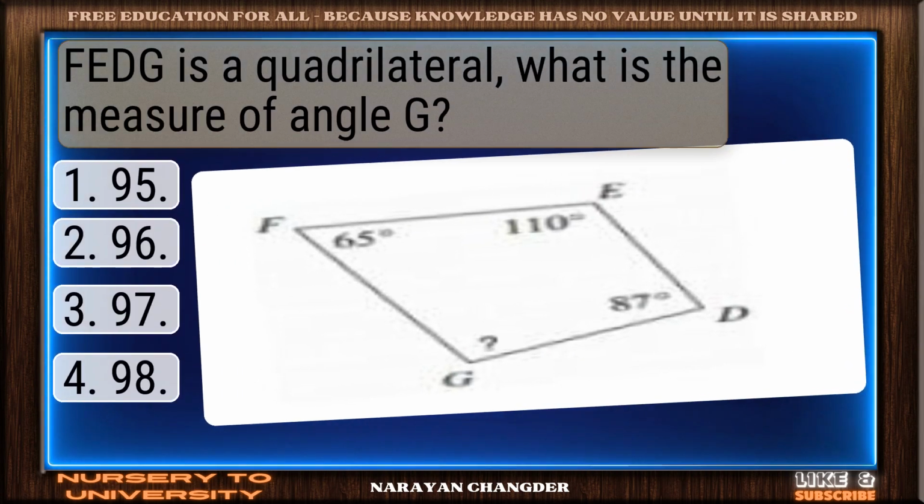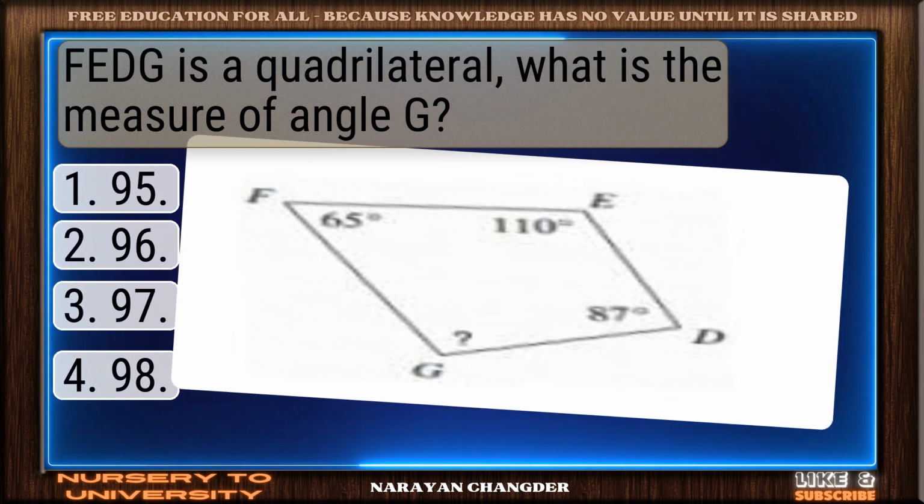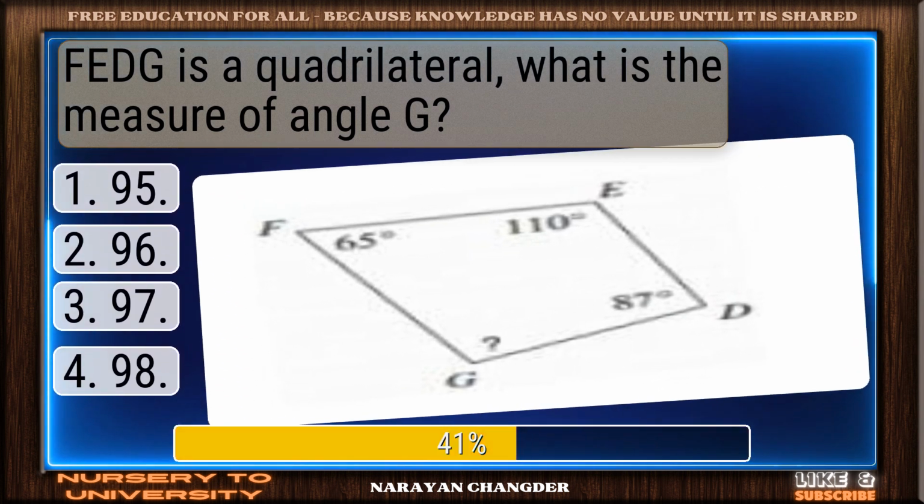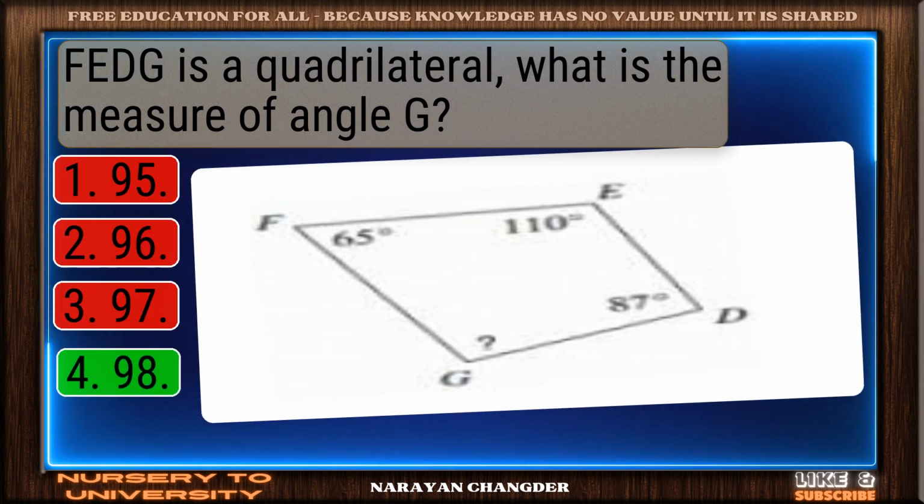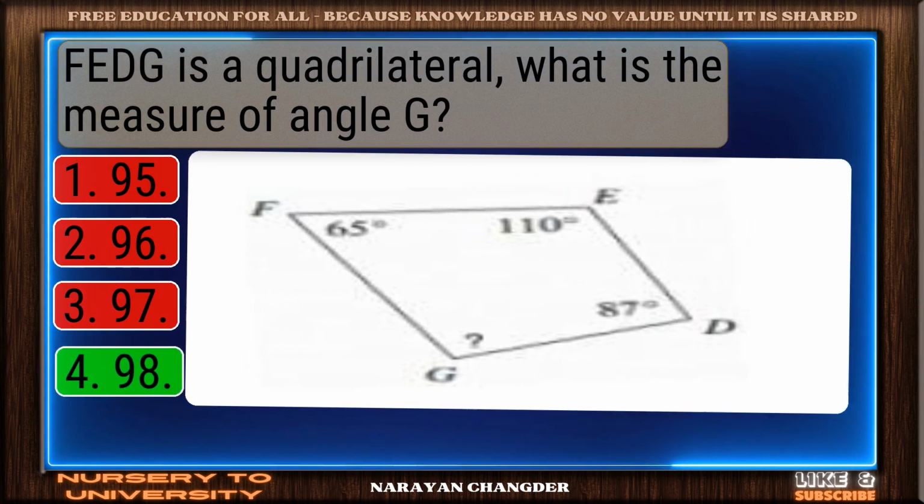Question number 16. FEJ is a quadrilateral. What is the measure of angle G? Smart move. 98 is an accurate answer.